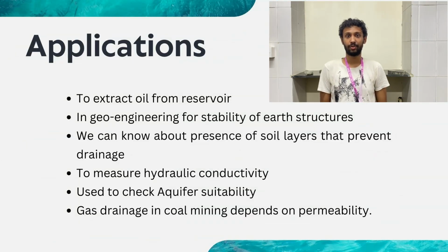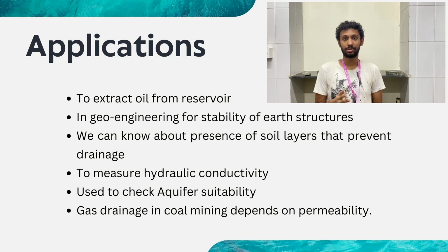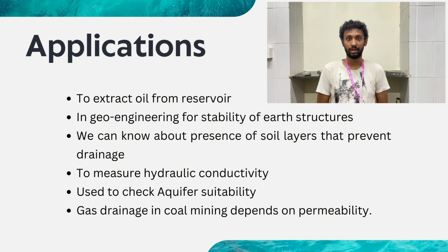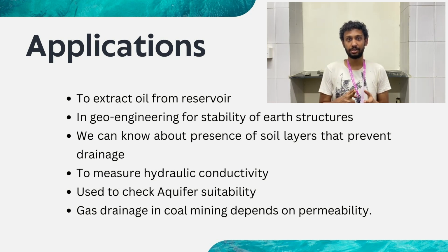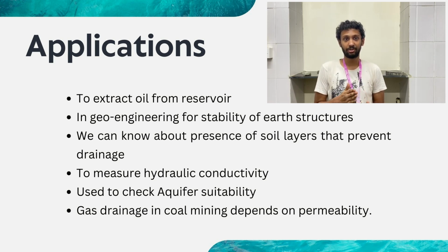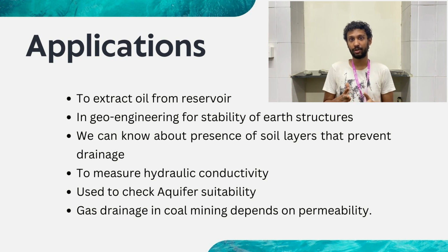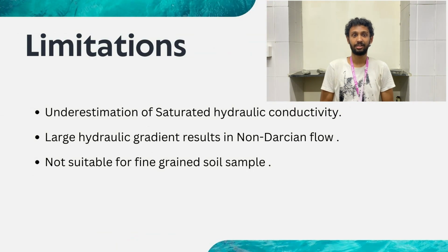Now the applications of permeameter. The permeability determined by the permeameter can be used to extract the oil from the reservoir. It is used in geotechnical work for subsurface structures like the embankments. It is used to see which layers obstruct the drainage pattern by measuring its hydraulic conductivity and permeability. It is used to check the gas drainage in the coal seams, and it is used to check the suitable recharge of aquifer.